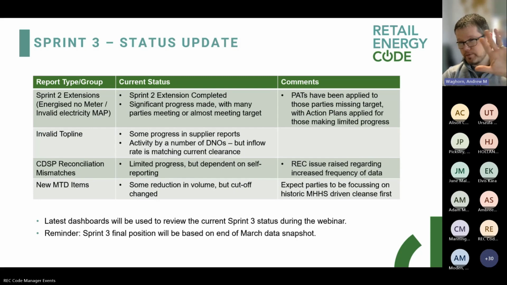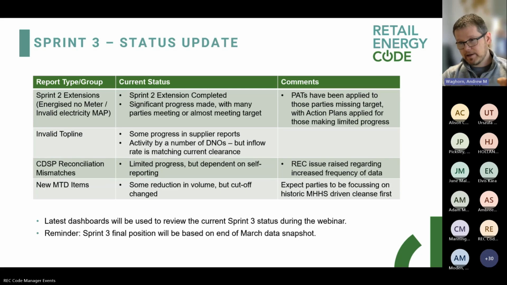There's 4 groups, I guess, within the current sprint. The first item was some items that didn't get fully cleansed in sprint 2, so energized no meter and invalid electricity map reports. There was some good progress on those in sprint 2, but it didn't quite get over the line for everybody. So we put a 3-month extension in, till halfway through the sprint, with Christmas as it fell. That then meant we were following up on that in January. That extension period is now finished. Good progress was made by most parties, with most people either hitting the target or getting very close.